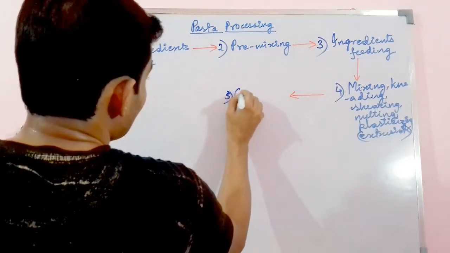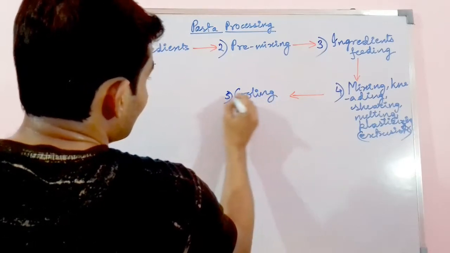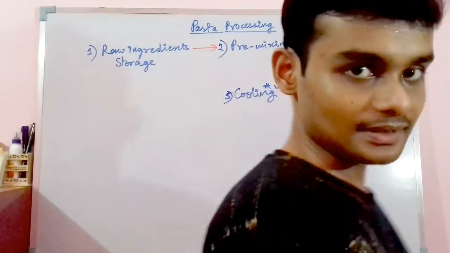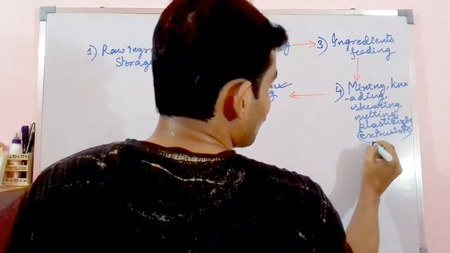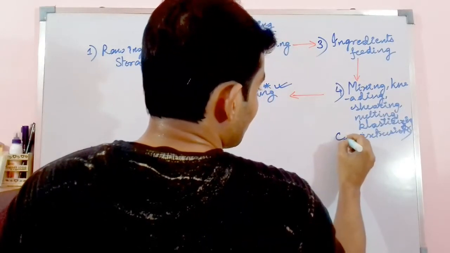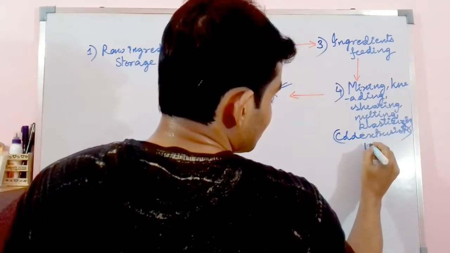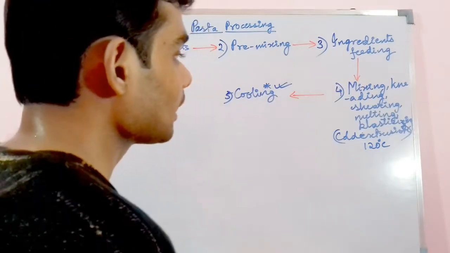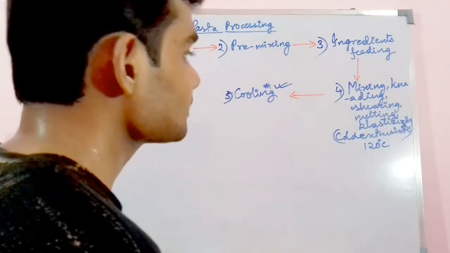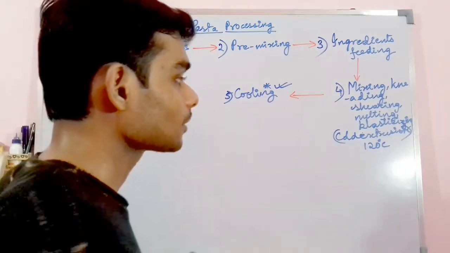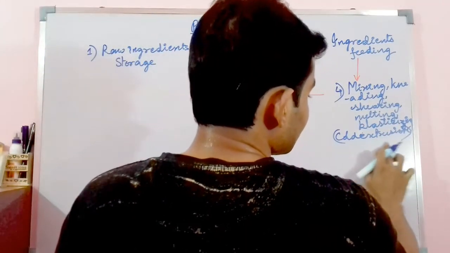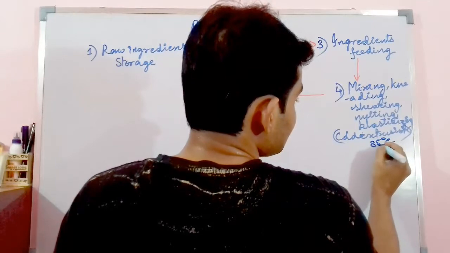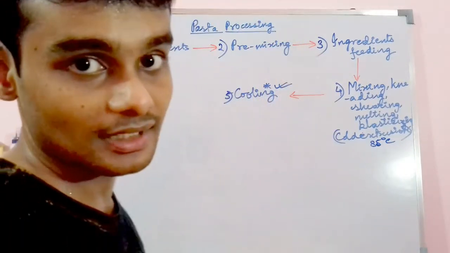The fifth step is cooling. This particular step is very much necessary. Why? Because in case of pasta, cold extrusion is actually done, where the temperature rises at most up to 120 degrees Celsius, not more than that. Okay, cold extrusion, and actually the temperature in case of pasta processing, only in case of pasta, rises at most up to 85 degrees Celsius, where the gelatinization of the starch is happening.